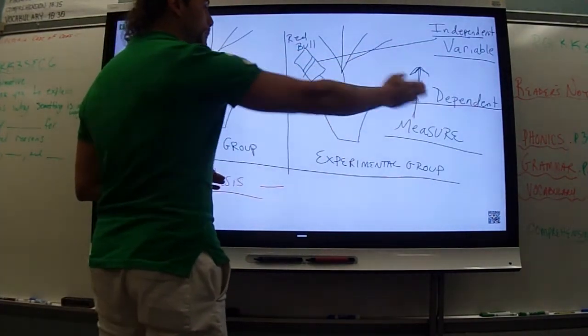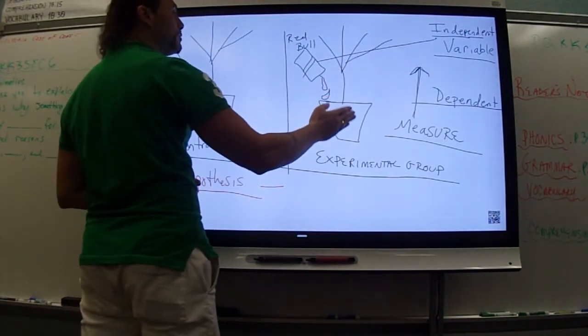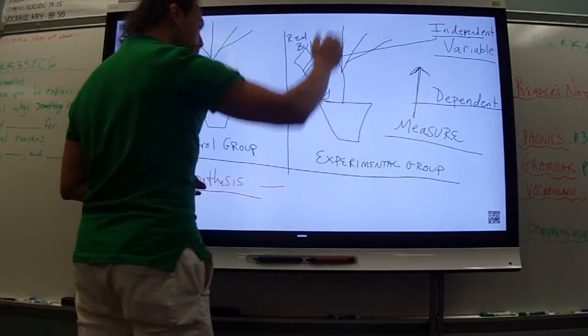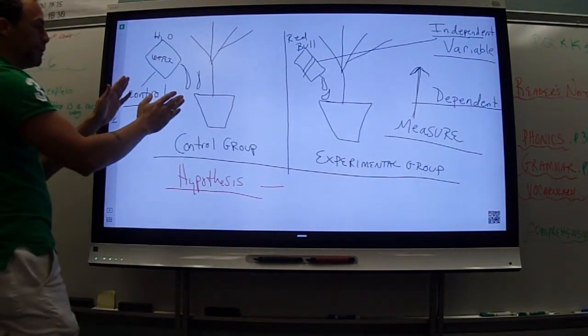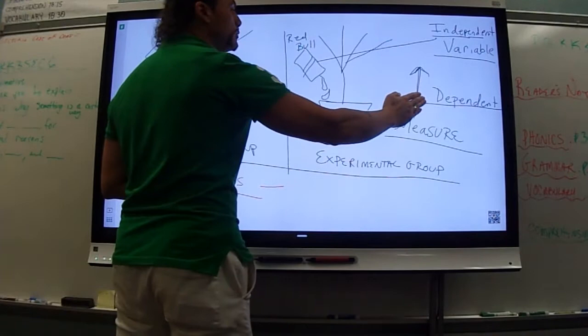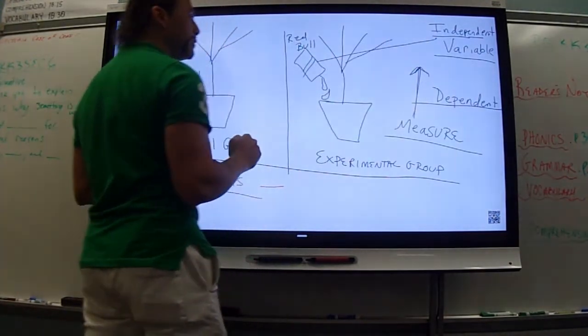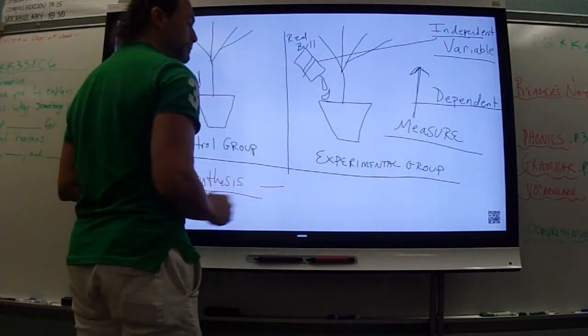Okay? Now, the dependent variable is how much this plant will actually grow in comparison to the control, where we just had basic water. So the dependent variable depends on the independent variable, which is causing the change.